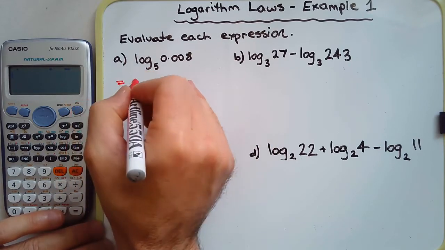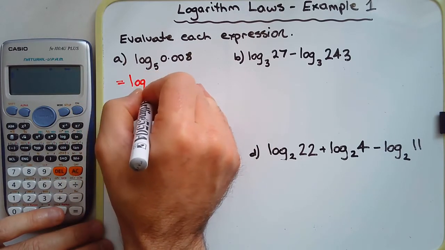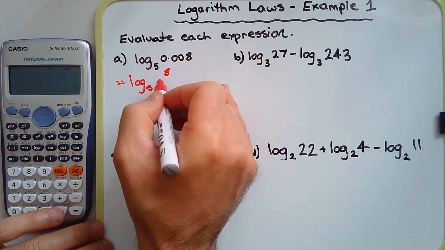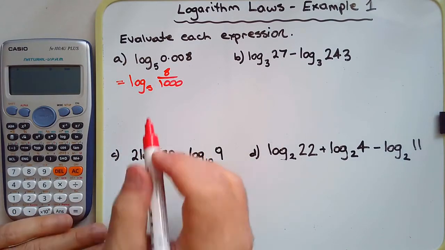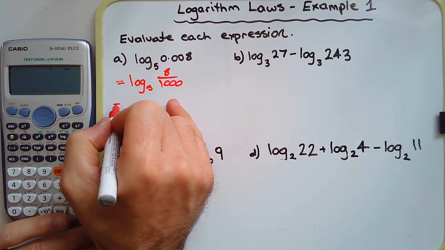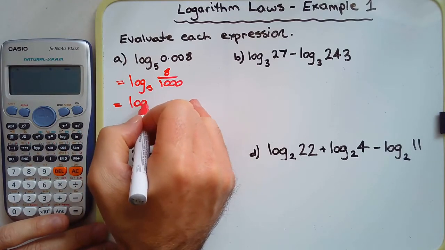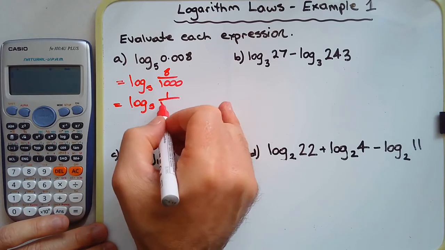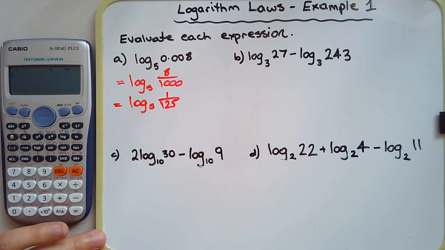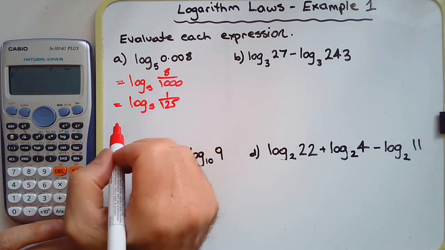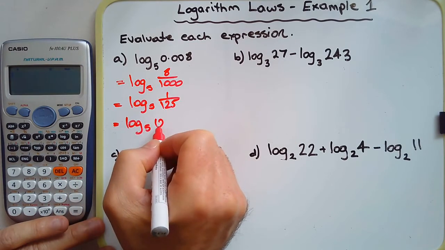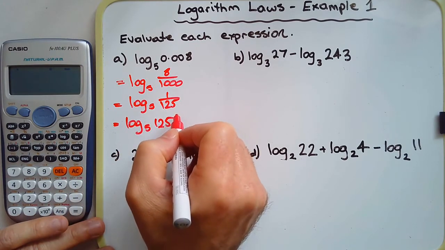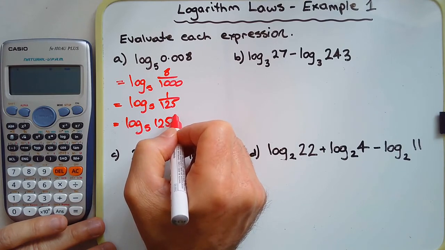Now the first thing to note, it's a rather well-behaved decimal. That's just 8 over 1,000, and 8 over 1,000 simplifies nicely to 1 on 125, which is just log base 5 of 125 to the -1.